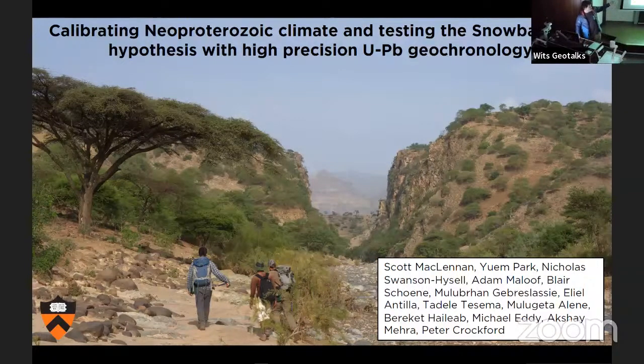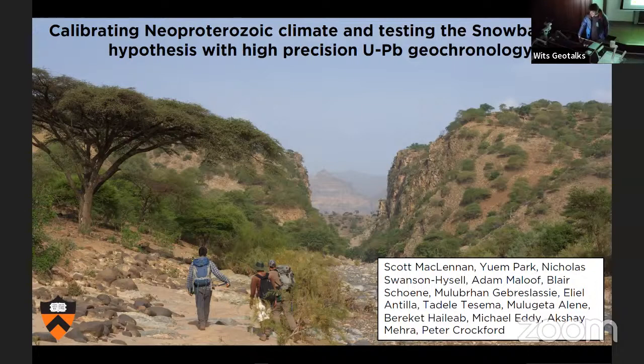What you can see in the photo here is from northern Ethiopia, where we're actually standing on glacial diamictites that are about 717 million years old. And we're in the middle of a fold. If you look south, you can see in the distance diamictites in the cliffs, but those are actually from the Paleozoic. So I thought that was a cool comparison. What I'll be describing today is how we integrate field geology, structural geology, stable isotopes and high precision geochronology to constrain Earth's climate way back in the past.